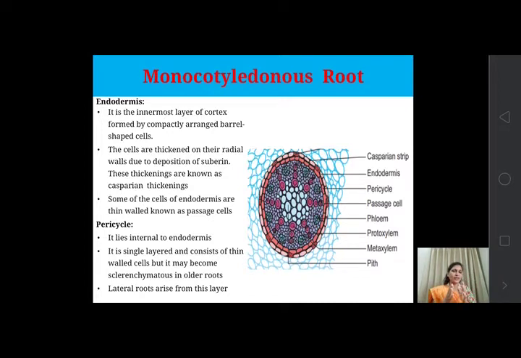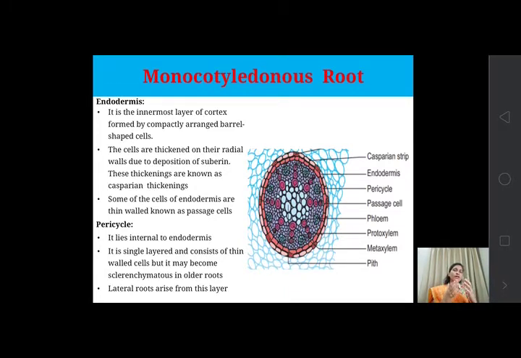What are these passage cells? These passage cells that are present just in front of the protoxylem vessels are thin walled. They do not show any radial thickening or any Casparian thickening. So they are thin walled, and they allow the movement of water, or they act as a passage for the movement of water. So that is known as the passage cells.